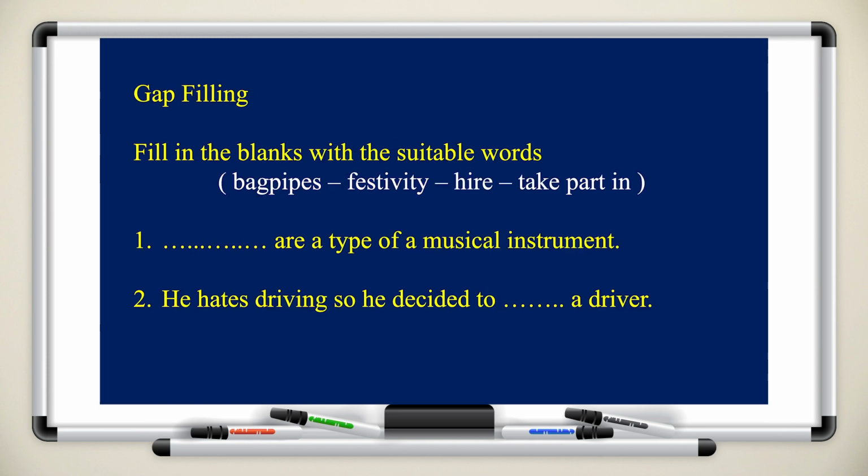This is the second type of questions. The first one was multiple choice. Now we have gap filling. Fill in the blanks with the suitable words between the brackets. Now, A begins with the blank, with a space, are a type of musical instrument. So now, look at the words between brackets and choose the correct answer. The correct answer is bagpipes. Number 2, he hates driving, so he decided to blank a driver. And the correct answer is hire.